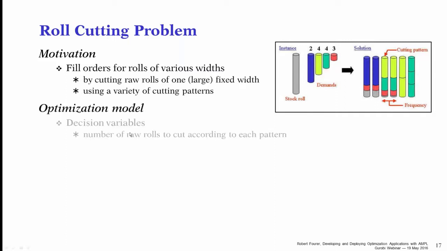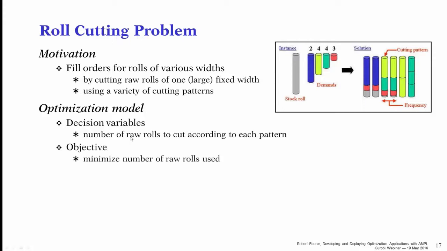And the optimization model here, the decision is just how many rolls to cut according to each pattern. One set of decision variables. The objective that I'm going to start with is to minimize the number of these stock rolls that are going to be cut. Okay? And in order to satisfy the constraints, which are, of course, to meet the demand for all widths. So you have to cut enough of different patterns to meet the demands, but hopefully not more than necessary. So now let's see what an algebraic formulation looks like.